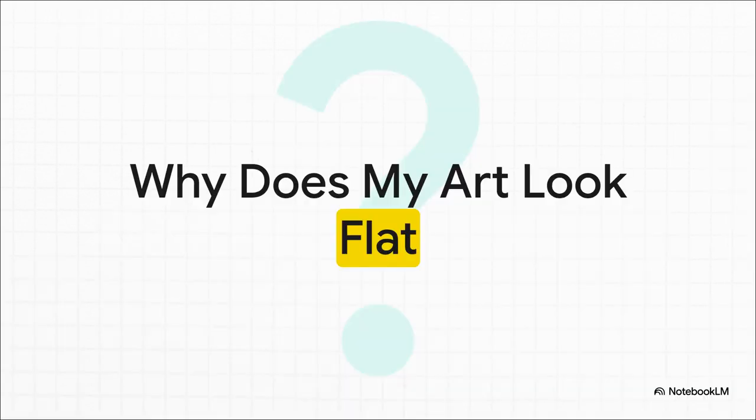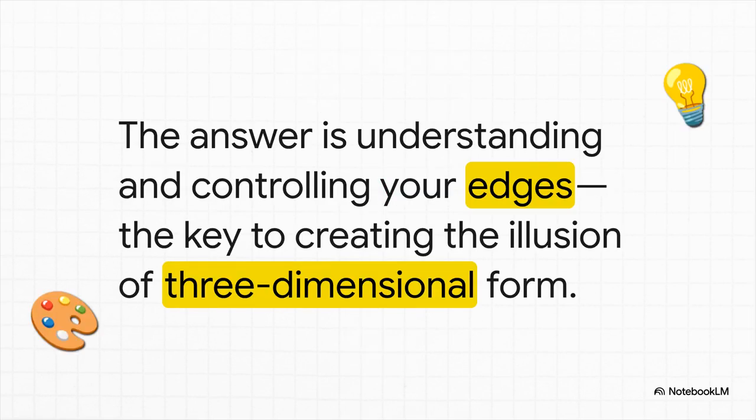You know, it's probably the most common frustration for artists, especially when you're just getting your feet wet with something like oil painting. You feel like you got your colors right, the composition seems okay, but the final piece just lacks that pop, that feeling of real depth. Sometimes it can even end up looking kind of cartoonish. Well, the answer, the secret weapon we're talking about today, is all about understanding and controlling your edges. Seriously, mastering the difference between hard and soft edges is the absolute key to creating that illusion of three-dimensional form on a totally flat canvas.